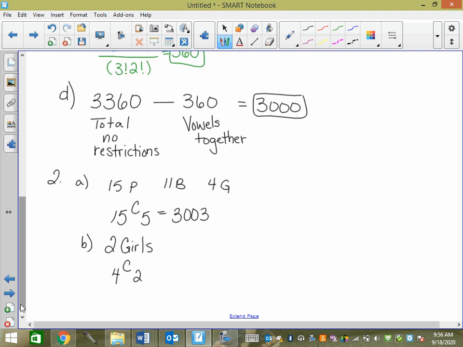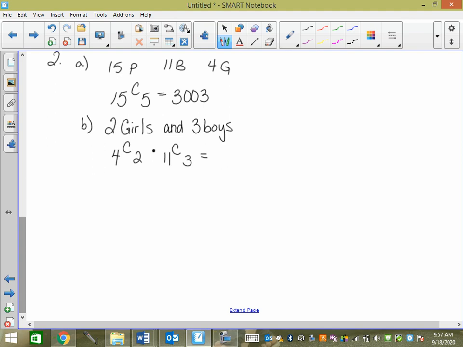So I need 2 girls and 3 boys. If I go 2 girls and 3 boys, I have a better chance you guys are going to get it right. But if I go 2 girls, you might just go 4C2 and forget that you need to have 5. So it's going to be 4C2 and I multiply by 11C3. What do you get for that? 990.